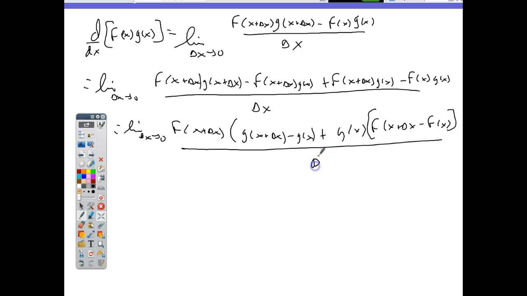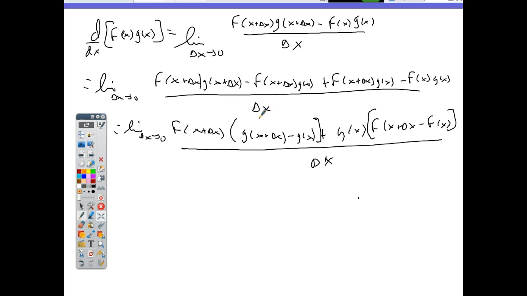Still all over g of... oh, there should be parentheses around this one, over delta x. Now I'm pausing here for a moment. What I did is I added and subtracted this thing, so that's a legal move. Then I factored by grouping. I pulled this out of this one and this one, and what is left over I multiplied, so I can distribute it back in if I wanted to.